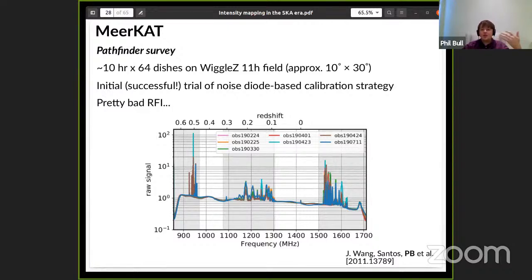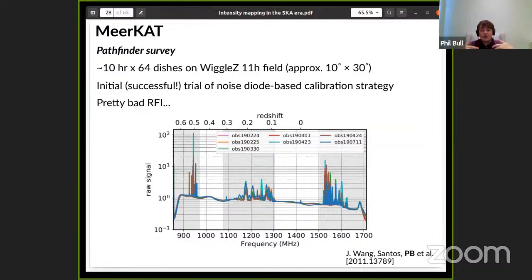And we did this survey over the WiggleZ 11-hour field, which is a roughly 10 degree by 30 degree patch, so roughly 300 square degrees. And we did this as an initial trial of our calibration strategy, which is called a noise diode-based calibration strategy. And I'll just show you a few examples of the data we got from that now.